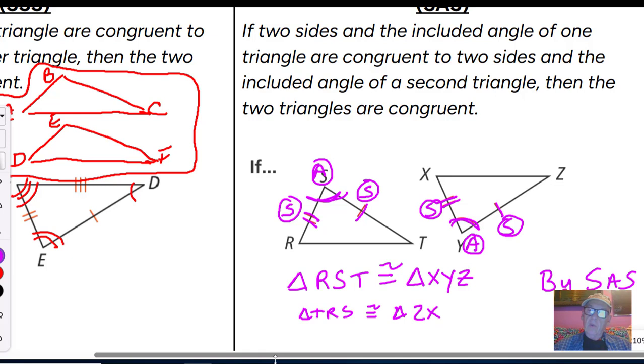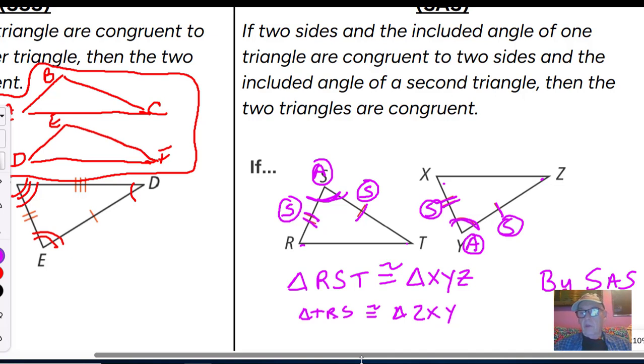And then X to Y goes along the 2 marked side to the single marked angle. So Y would have to be the letter there. So notice that T goes with Z, R goes with X, and S goes with Y. Angle S goes with angle Y.